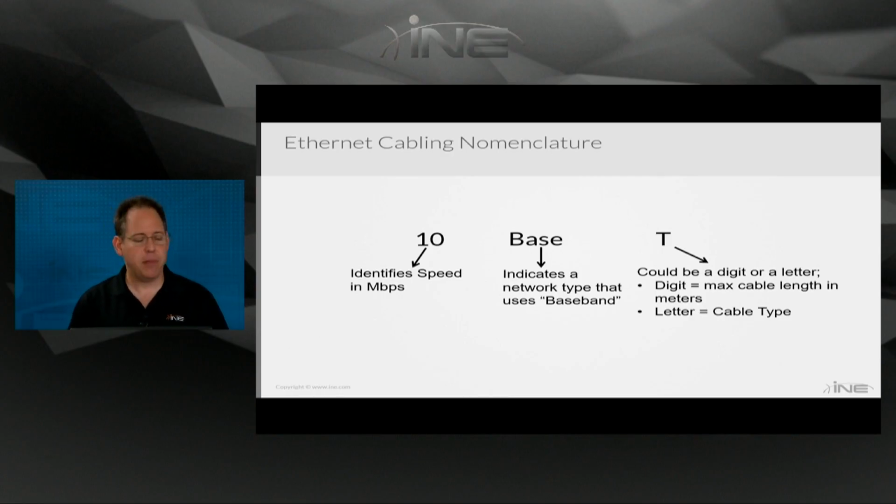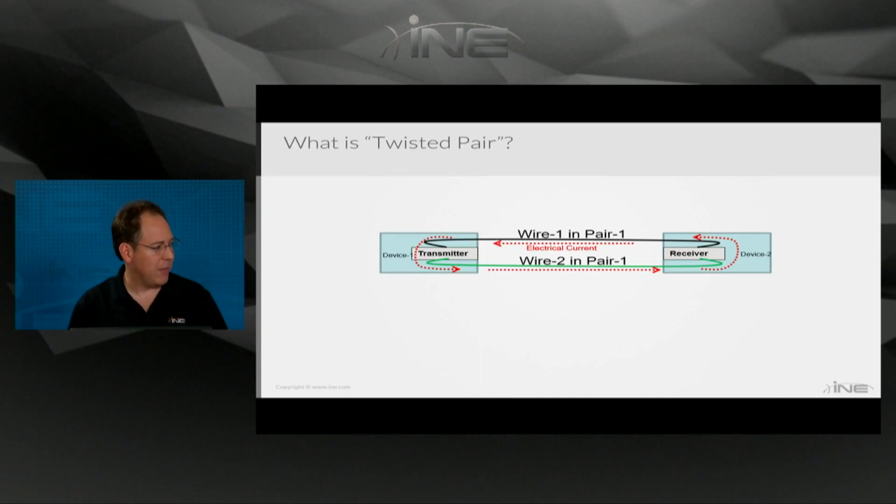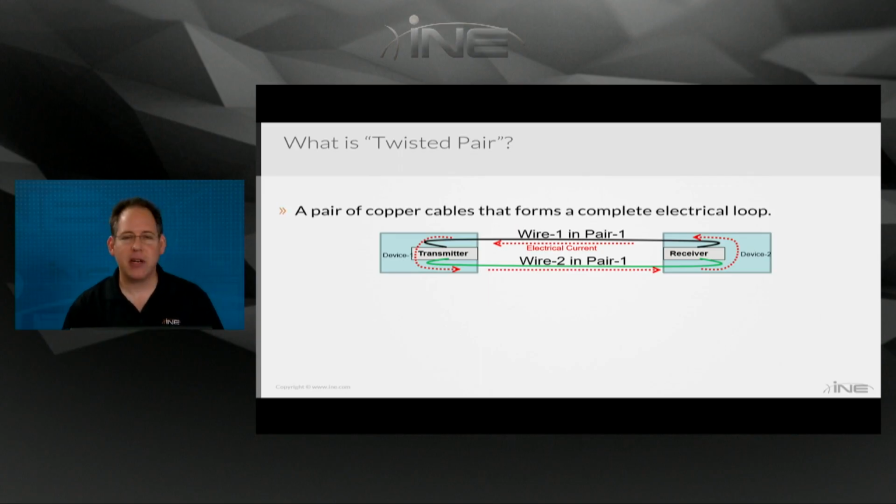So why do we call it twisted pair? Well, in twisted pair cabling, you have a pair of copper cables forming a complete electrical loop, so that you can send electrical energy around in this loop, much like we do in the telephone lines that connect to your telephone. In this pair of cables, for example here, we have the transmitter on the left and the receiver on the right. One wire in the pair is sending the electrical current in one direction, and that's looping around and sending the electrical current back in the other direction. This creates an entire electrical circuit.